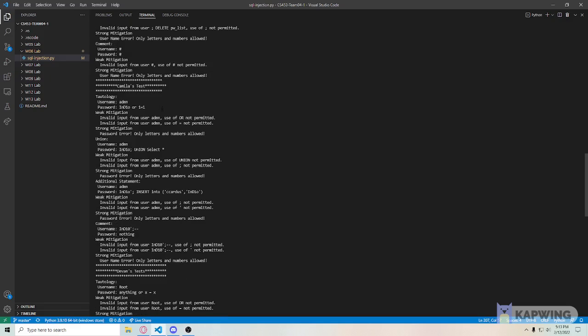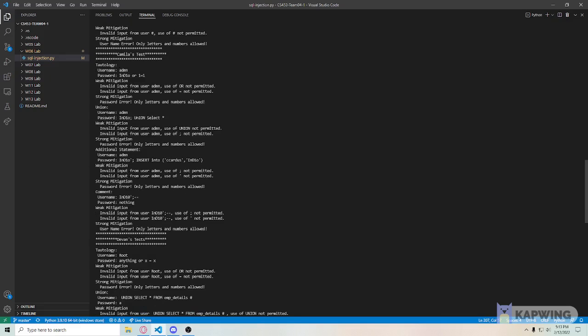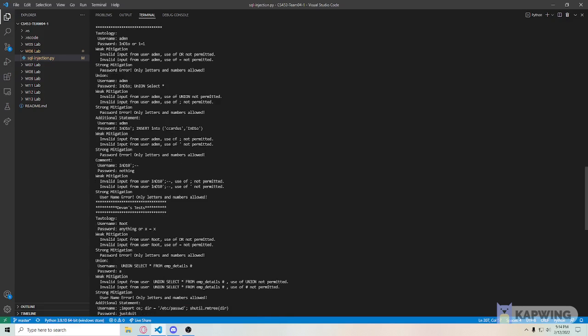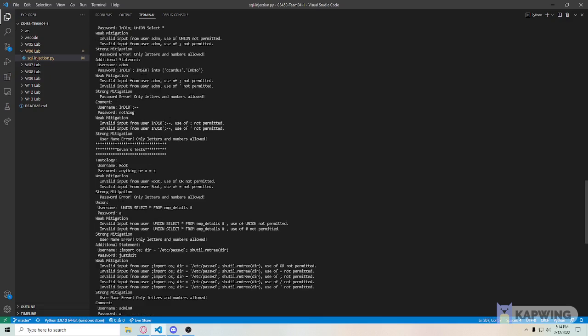And for Camilla's tests, the or is not allowed, and the equal sign is not allowed by the weak mitigation, and the characters are caught by the strong mitigation. Here, the semicolon and the union are not allowed by the weak mitigation, and the characters are caught by the strong mitigation. Next, the characters are caught by the weak mitigation, the semicolon and the apostrophe, and the same with the strong mitigation. For the next one, the semicolon and the apostrophe are not allowed by the weak mitigation, and any of the characters are not allowed by the strong.